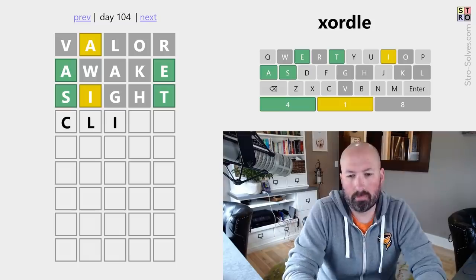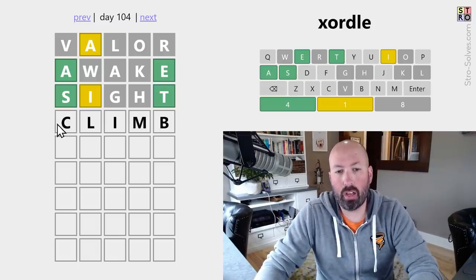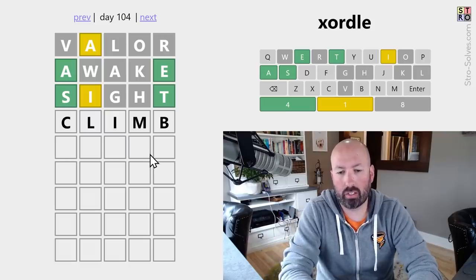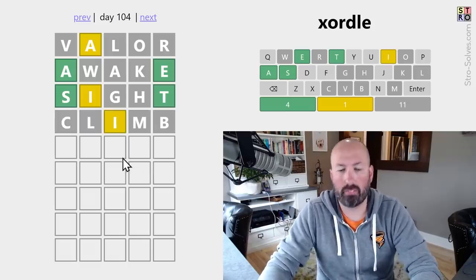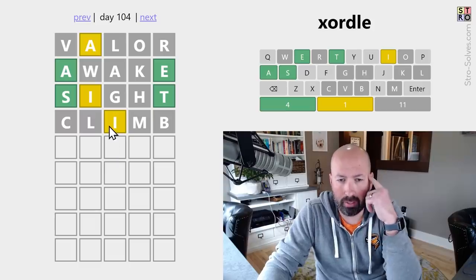How about climb. We haven't checked C, M, or B yet. Checks another spot for the I. I think that's okay. Okay. There is no C, M, or B, and the I isn't there. So the I has to be in the fourth position.